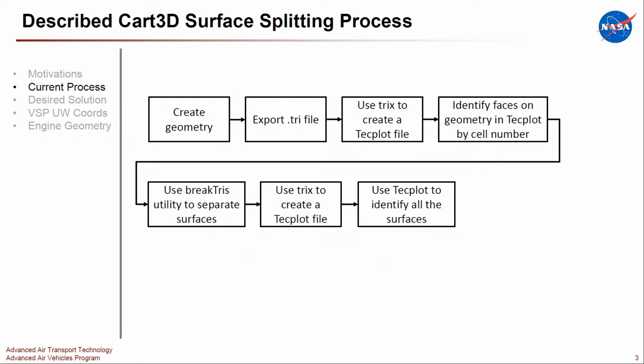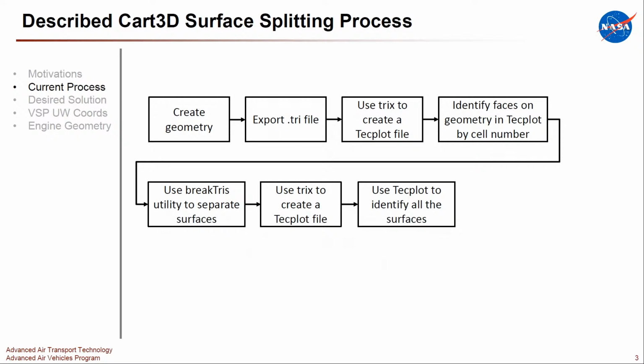And there's a command called break tries that will find that cell number, and it will separate your watertight component where there's sharp edges. So if you think about a 90-degree turn, it will find all the cells that are within that plane, and it will break them from the rest. Then once you have your broken geometry, you use Trix again to create a Tecplot file, and then you can figure out which surfaces are your flow-through surfaces and which ones are your solid surfaces. Just a lot of steps.